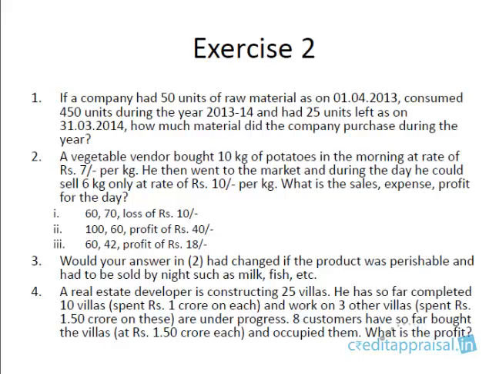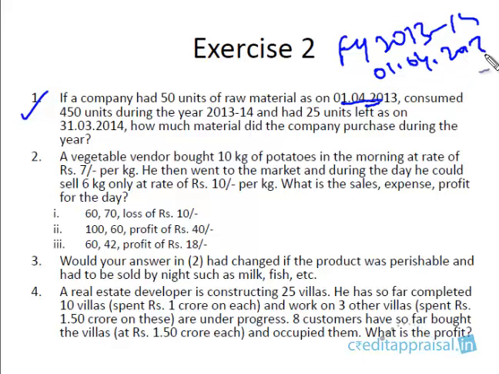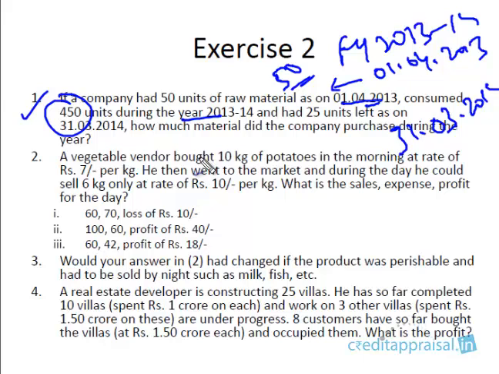So if you see the first question, if a company has 50 units of raw material as on 1/4/2013, so this is the financial year 2013-14, and the first day is 1/4/2013, right? And this year closes on 31/3/2014, right? So this question is asking, if the company had 50 units of raw material as on 1/4/2013, that is at the beginning of the financial year, and during the year, the company has consumed 450 units, right?